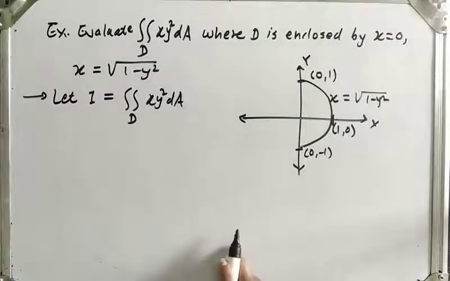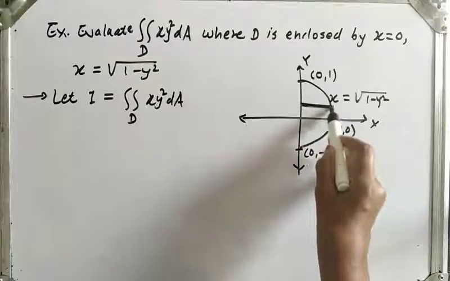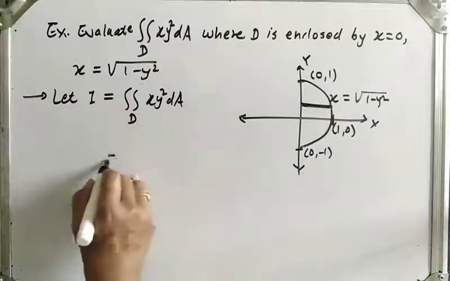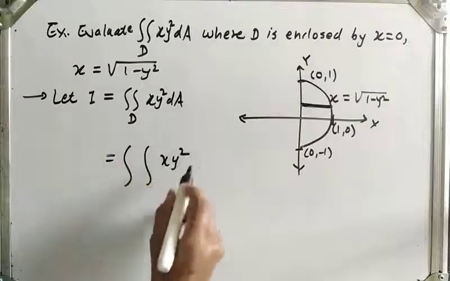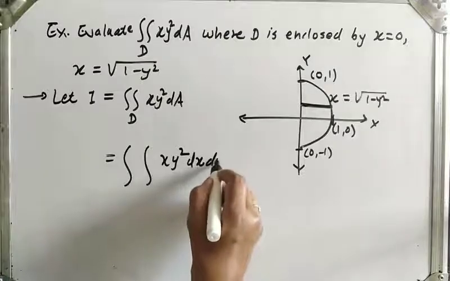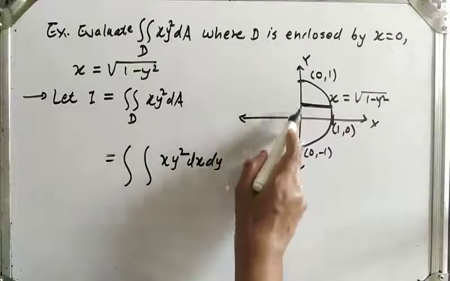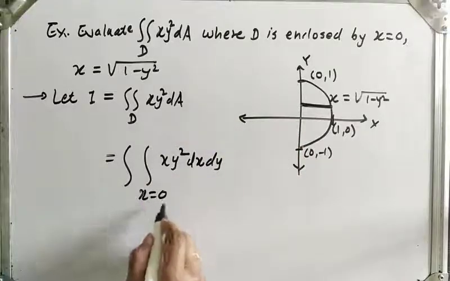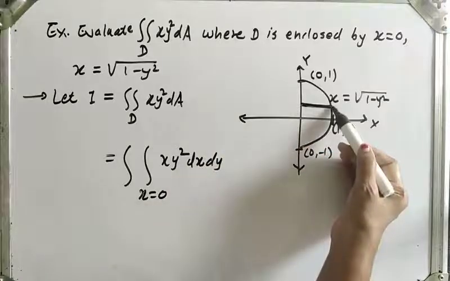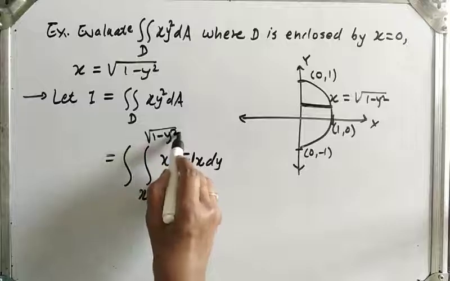Now we can plot a strip parallel to the x axis or parallel to the y axis. Let us take a strip parallel to the x axis, so we integrate with respect to x first, then y. Where is x from? This strip touches on the left-hand side x equals 0, the equation of the y axis, and here it touches this curve, so x equals square root of 1 minus y².